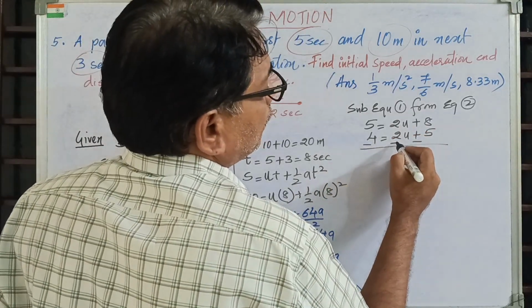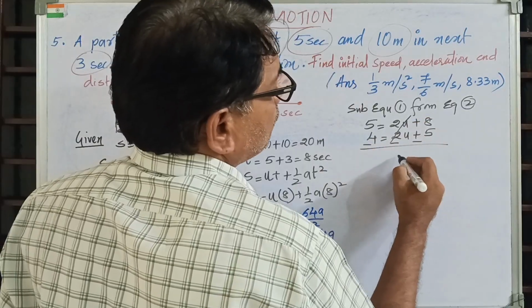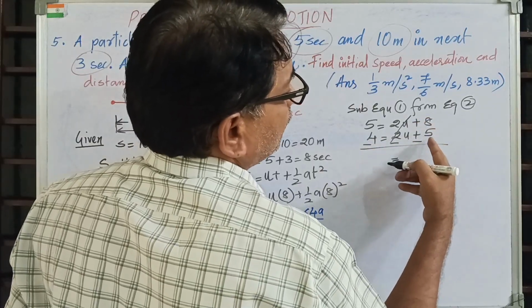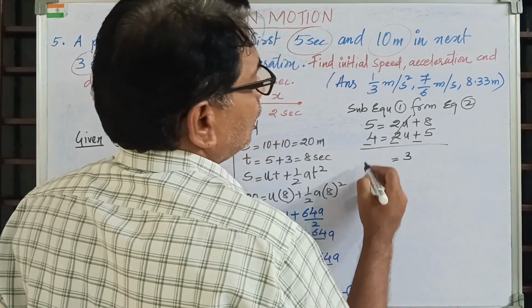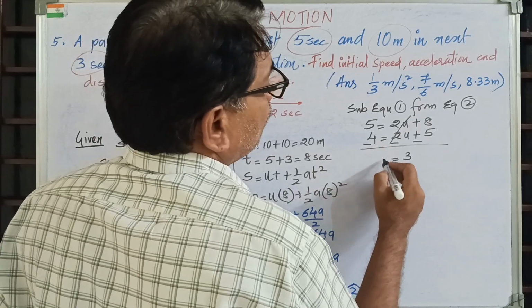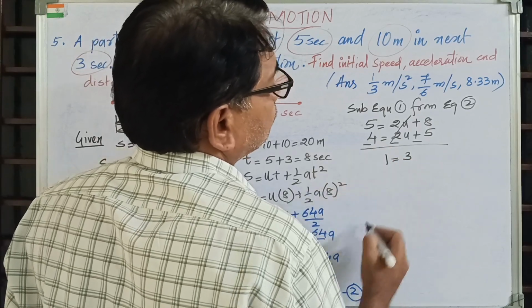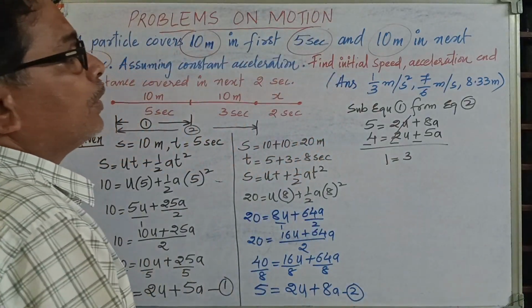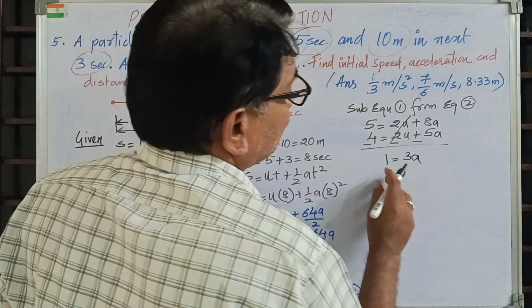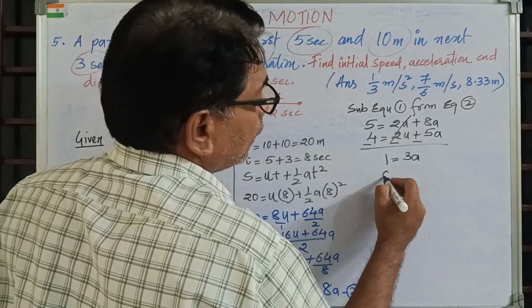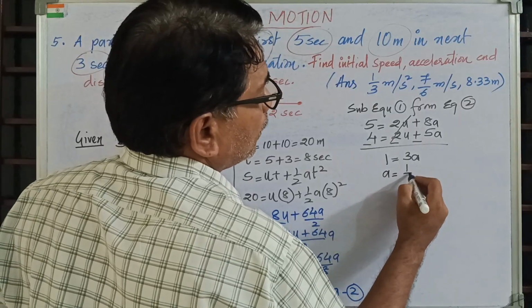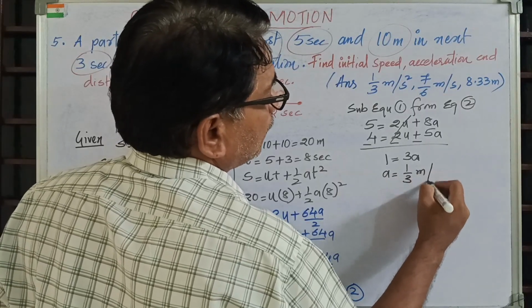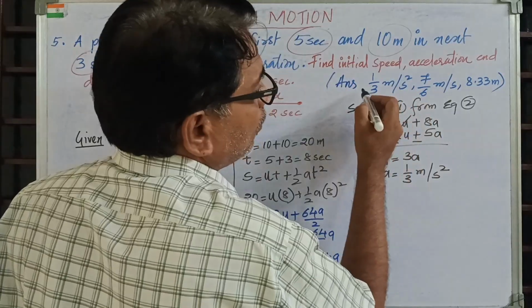Plus 2u and minus 2u get cancelled. What is left over for you here? 8 minus 5 is 3. And how much is this one? 1. Okay, I forgot to write a. Therefore, you got 1 is equal to 3a. Therefore, a is equal to how much? 1 by 3 meter per second square, because it is acceleration. I got the first answer.